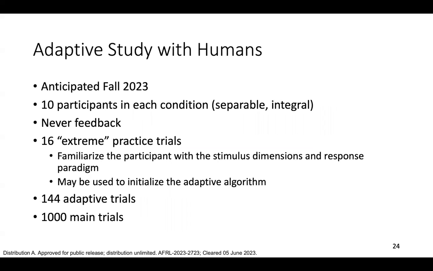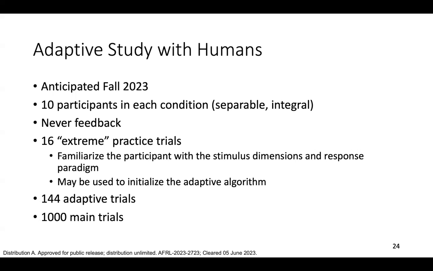We anticipate running the adaptive experiment with human participants in the fall of this year. We will again recruit 10 participants for each of the separable and integral conditions. Unlike the control experiment, participants will never receive feedback. Instead, the first 16 trials of the preliminary block will use extremely different, easy to discriminate stimuli to familiarize the participant with the experimental paradigm. These trials may also be used to initialize the adaptive procedure.